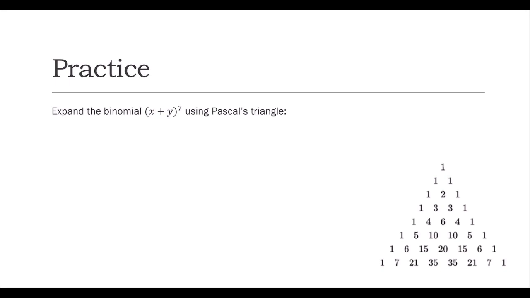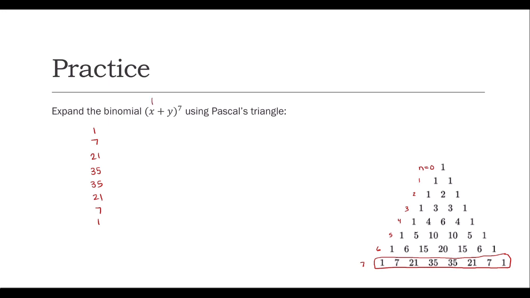So for practice here, we're going to expand the binomial x plus y to the 7th using Pascal's triangle. So we can look at the triangle and we'll look for row n equals 7. So this is n equals 0, 1, 2, 3, 4, 5, 6, 7. So we're going to use this row. So these will be our coefficients for the terms. So we'll have 1, 7, 21, 35, 35, 21, 7, and 1.